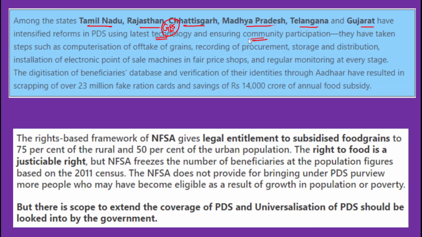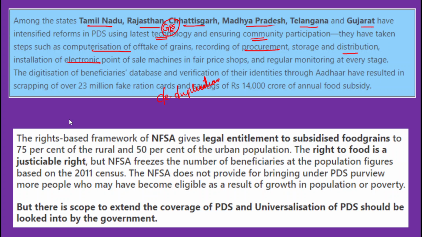Apart from that, they have taken several other measures like computerization of offtake of food grains, recording of food procurement, storage and distribution, and installation of electronic point of sale machines in fair price shops. Now, installation of electronic point of sale machines in every fair price shop has become normal, so that it prevents deduplication, and it also prevents ghost beneficiaries.